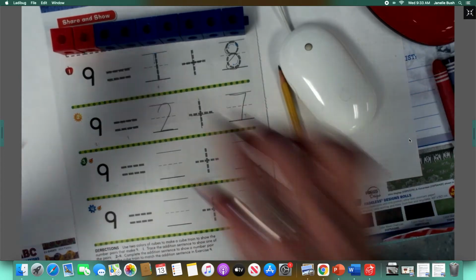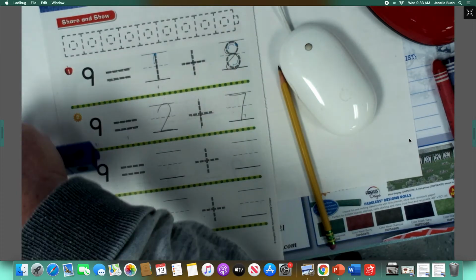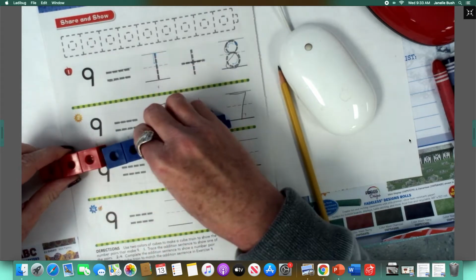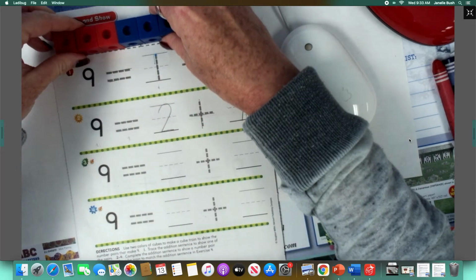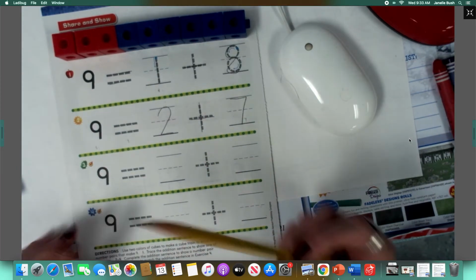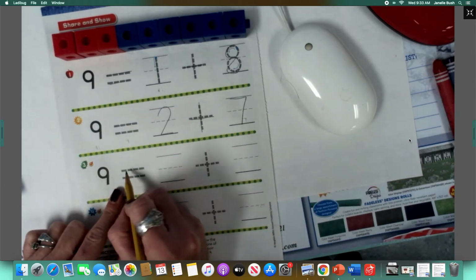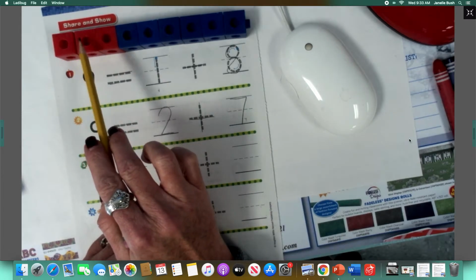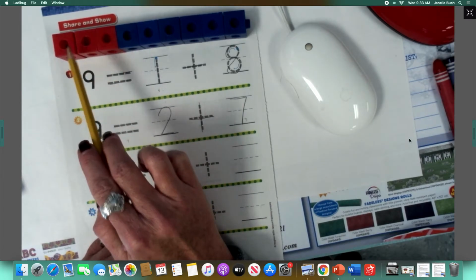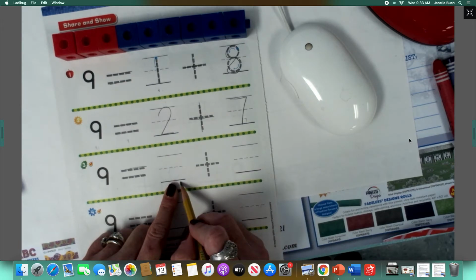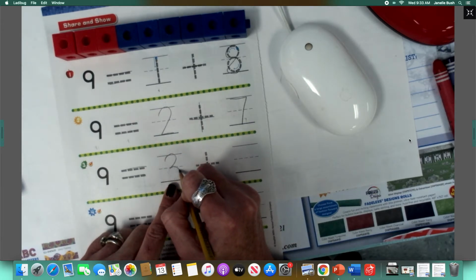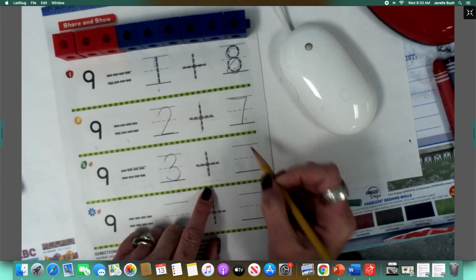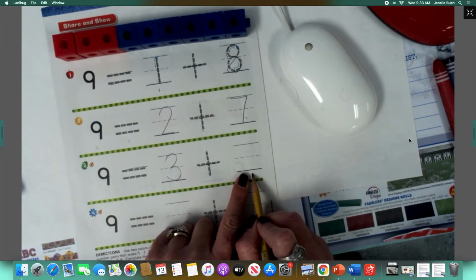All right, let's go on to the next one. Okay, Miss Chanel's going to change it up. All right. Now, here's our new problem for number 3. Trace your equals. How many red do you see? Yes, 1, 2, 3. So in this first blank, you're going to write the number 3. Trace your plus. Now, the number of blue goes over here.